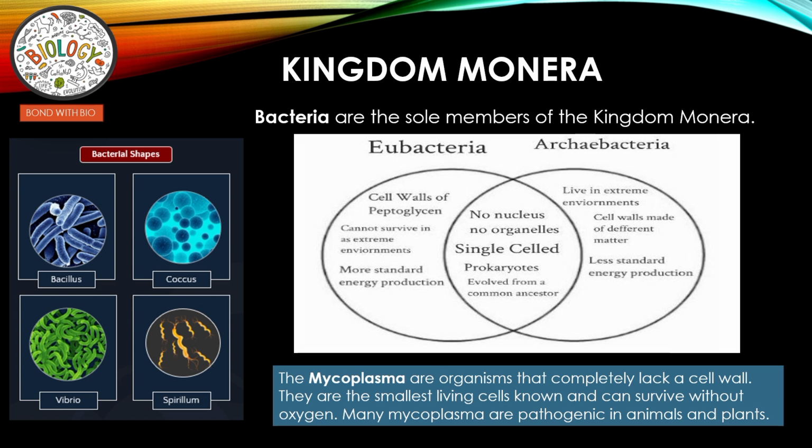Now we can classify bacteria into 2 types, eubacteria and archaebacteria. We can see it through the Venn diagram present on the screen. In the case of eubacteria, the cell walls are made up of peptidoglycan, and in the case of archaebacteria, their cell walls are made up of different matter, which basically helps them survive in extreme types of environment.